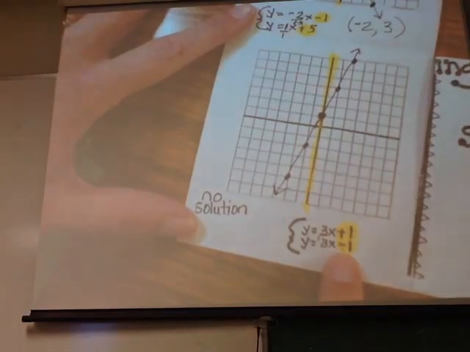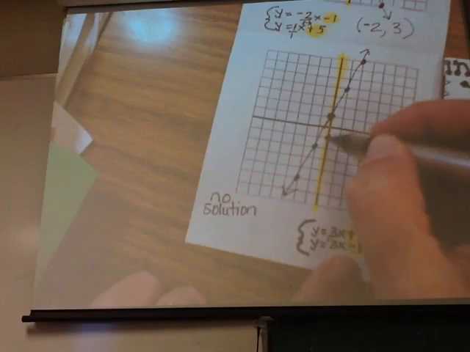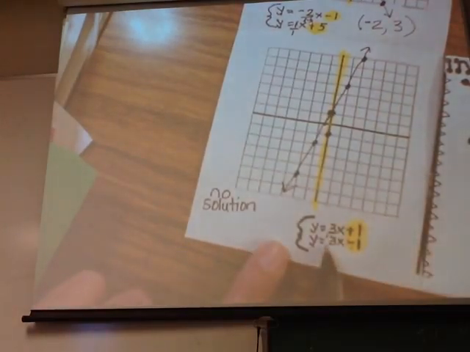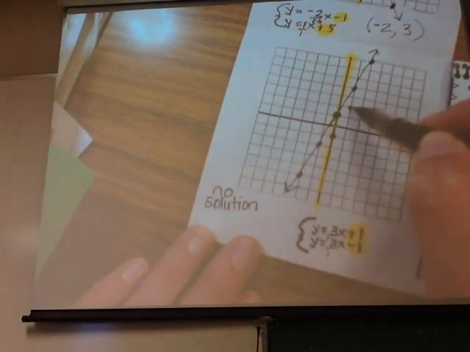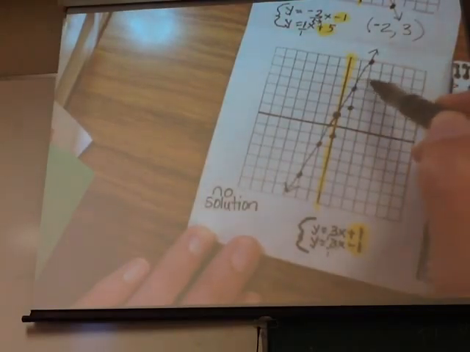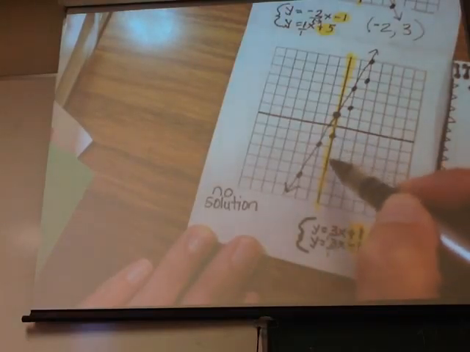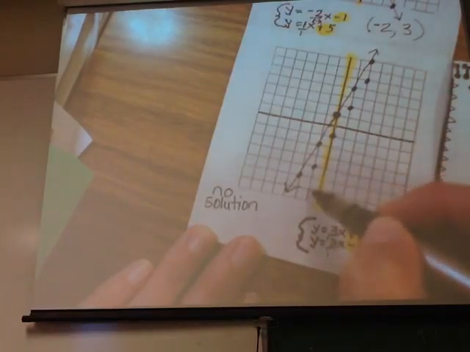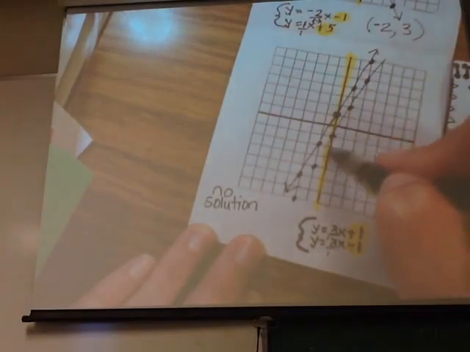A -1 is my starting point, which would be here. And I have the same slope of 3/1. So rise 3, run 1. Rise 3, run 1. And then I go off my grid, so I'm going to go backwards. Fall 3, left 1. So this is my other line.